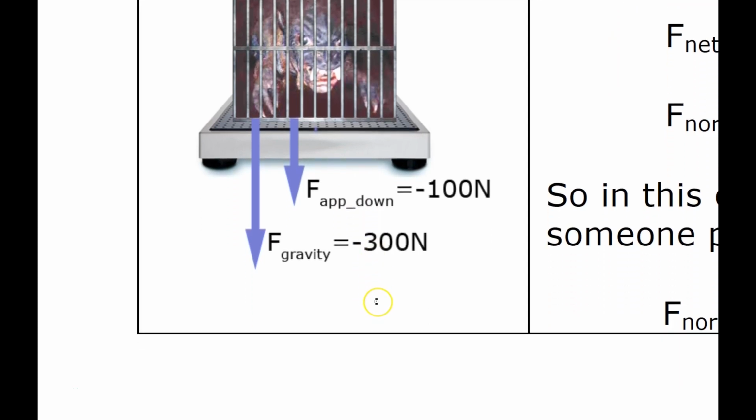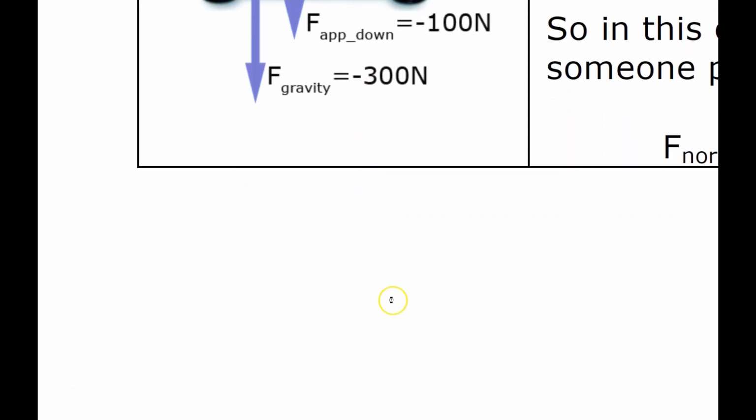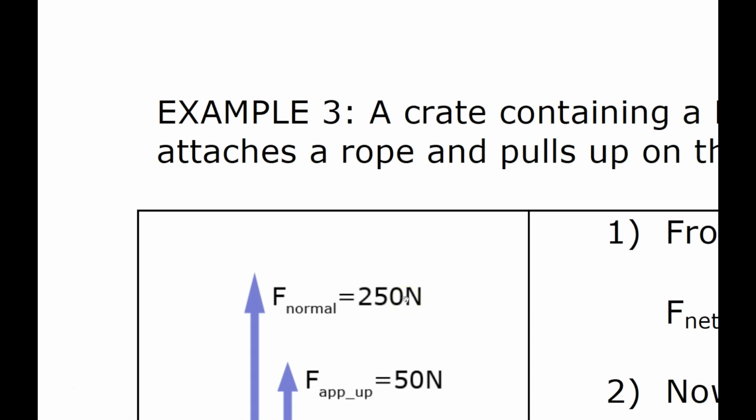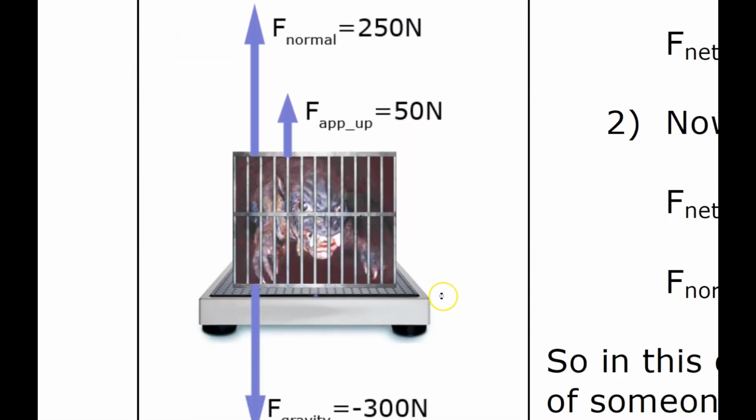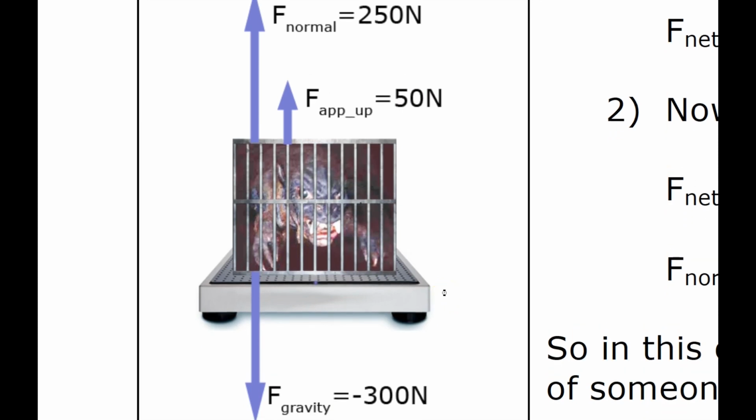All right, so let's look at another situation. That's pretty easy. And in situation number 3, right here, what we have is more taunting of the chupacabra. Oh boy, we're teasing this thing. I don't think that's a very good idea. The chupacabra's weight is on the scale, 300 newtons. Now someone is pulling up with a force of 50 newtons. So what would the scale read? Well, if 300 newtons are down and 50 up, there's only 250 newtons on the bathroom scale. And so it would read 250 newtons.